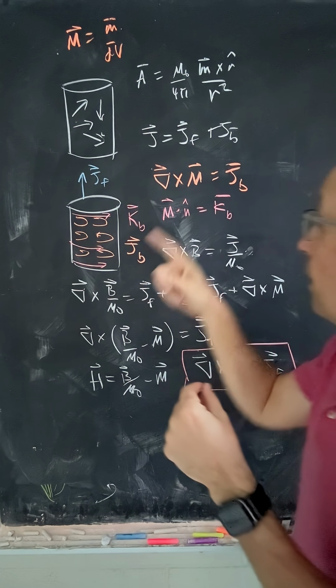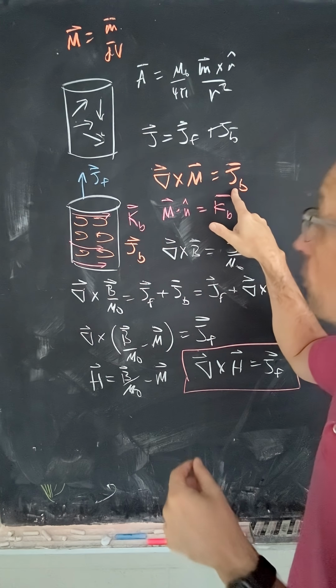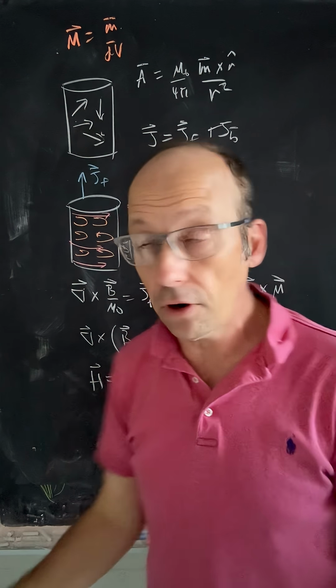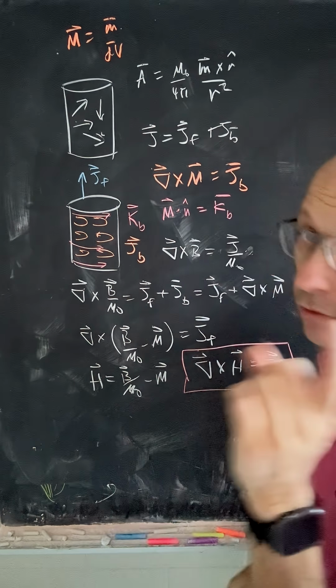If you do a little bit of math, you can show that the curl of the magnetization is the bound current density. And the magnetization dotted with the unit vector n hat pointing away from the surface is the bound surface current density. Those matter.